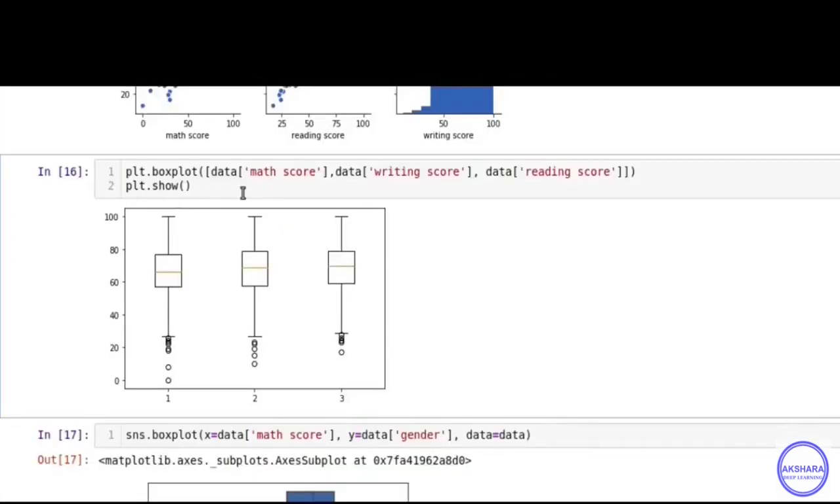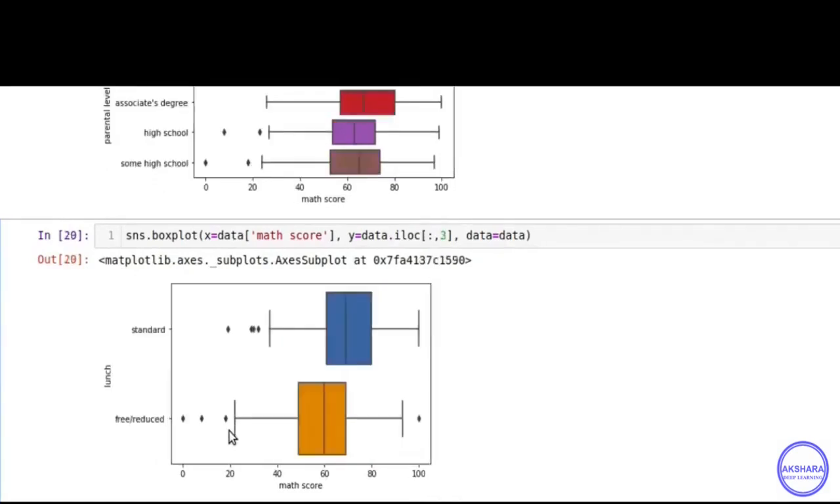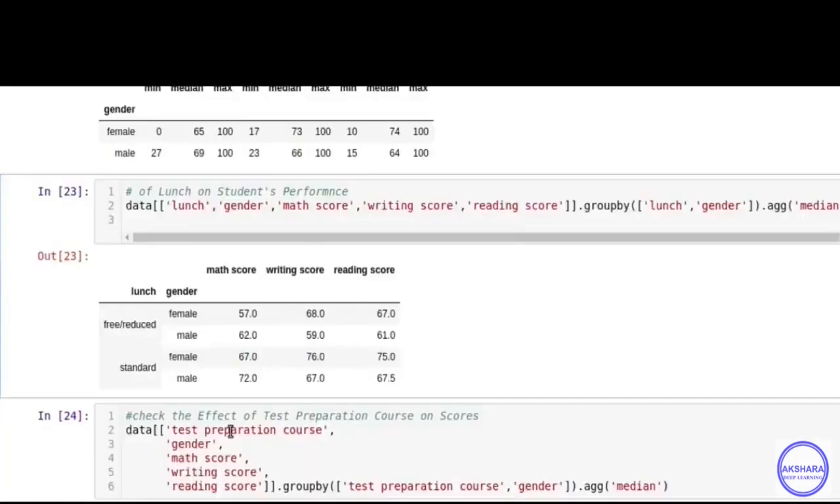Here is the box plot for math score, writing score and reading score. This is the math score, this is the writing score, and this is the reading score. In math, there are so many students with low scores. This is the box plot for math scores for males and females. See here, more female students failed in maths, meaning they have very low scores in maths when compared with the males. Like this, we can summarize our entire data by using descriptive analytics based on this kind of visualizations.